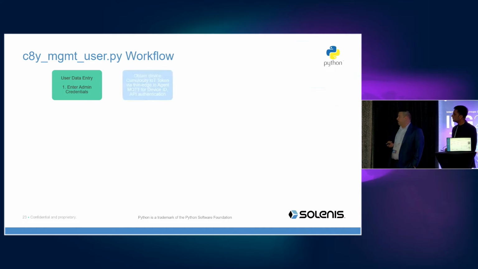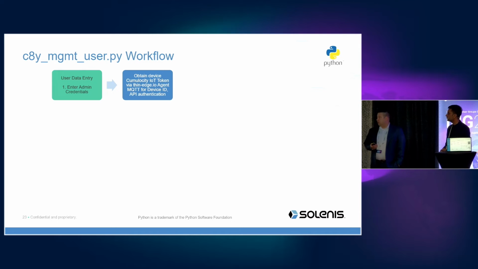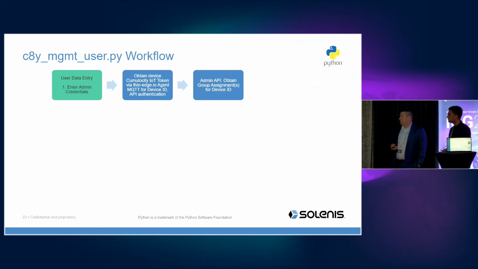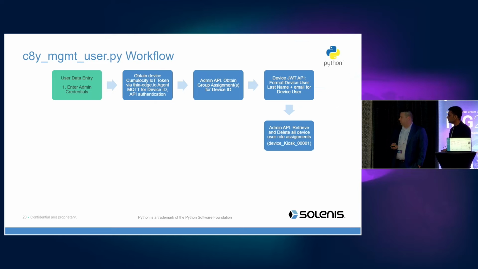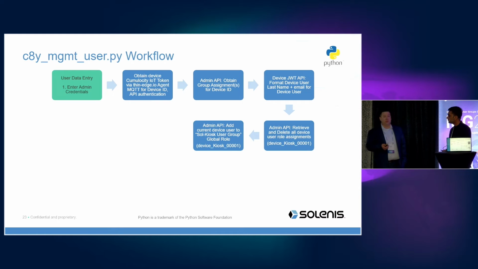We start with entering the admin credentials. It's able to obtain the device token so we know what the device user is. We then read what group assignments we just did in device management at the end of the last step. It formats the device user. We delete all of the current role assignments in there, so we remove that it is a device, and then we reassign that it is in this Solenis Kiosk user group. So this is going to limit the visibility of this user just to what groups it's assigned to.